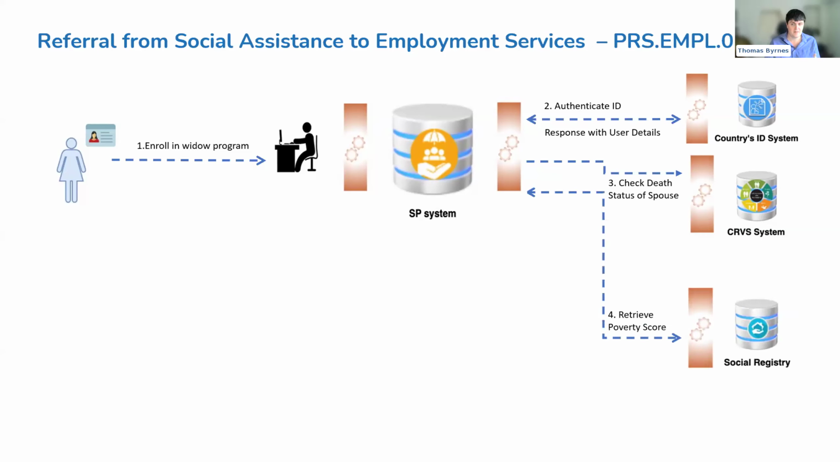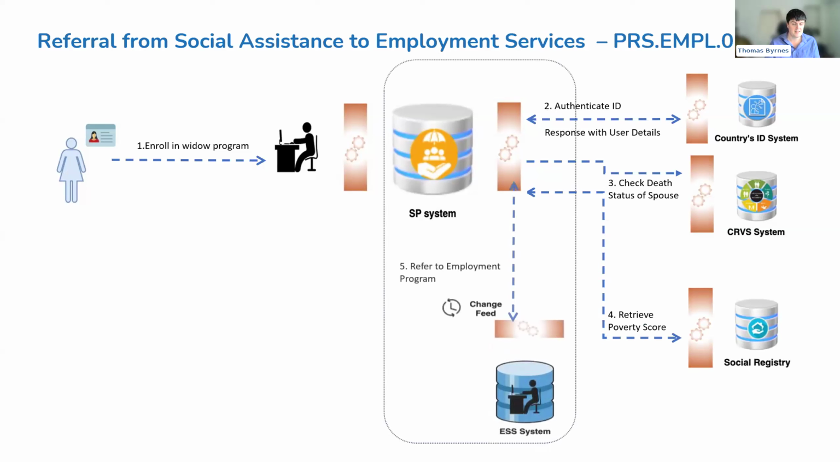The system then retrieves socioeconomic information directly from the social registry on the household composition, income level, and poverty score. And these data points confirm whether Maria meets the income eligibility criteria for the widow support program. And then next step, please.